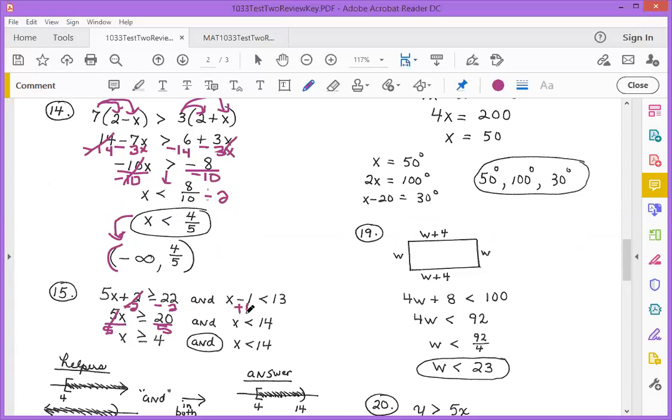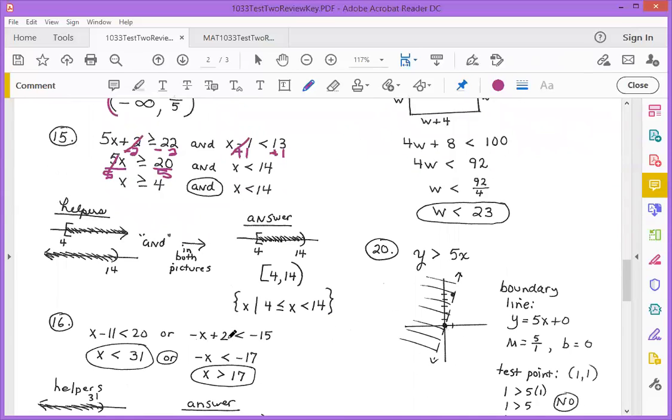On the right side, x minus 1 less than 13, we'll add 1 to both sides of the inequality, and we'll get x less than 14. So we want to know the solution set for x greater than or equal to 4 and x less than 14.